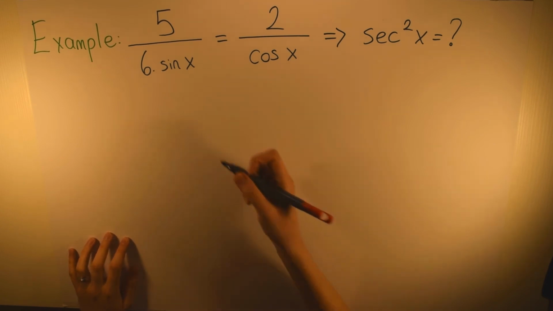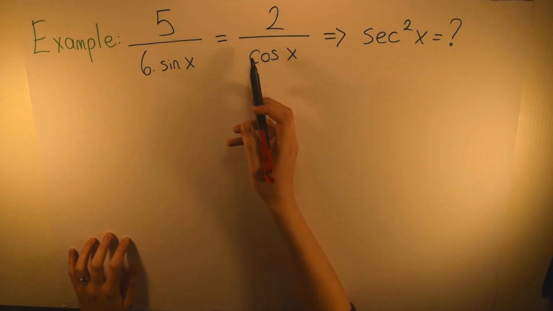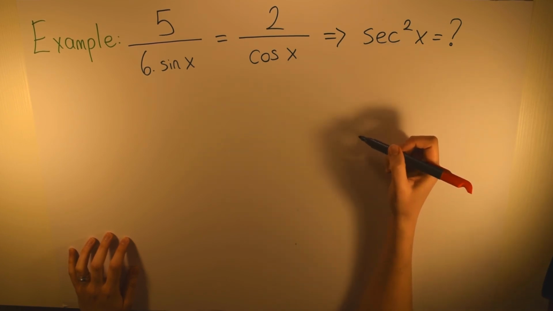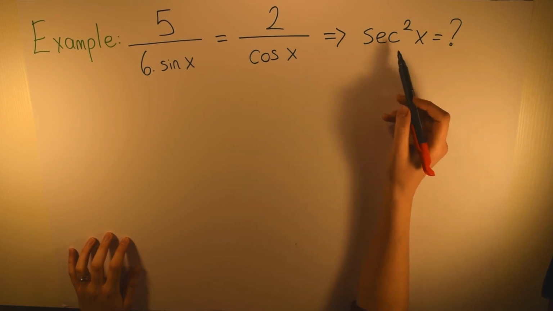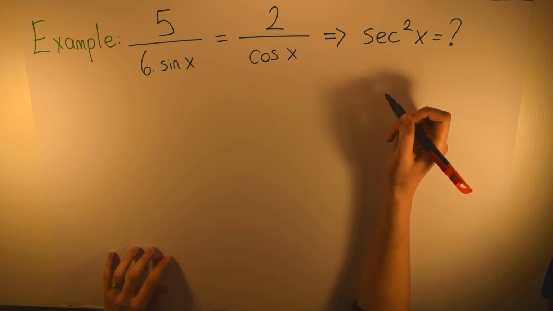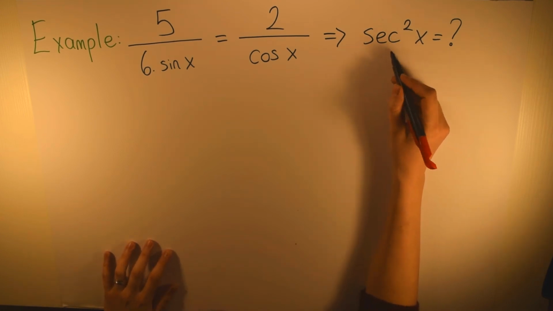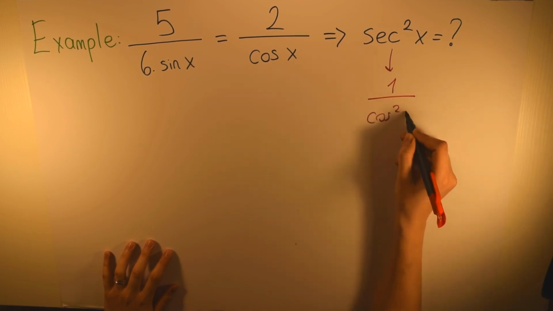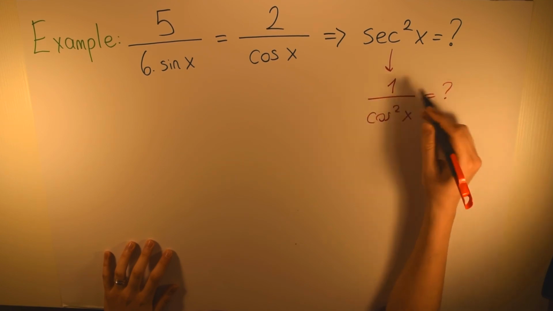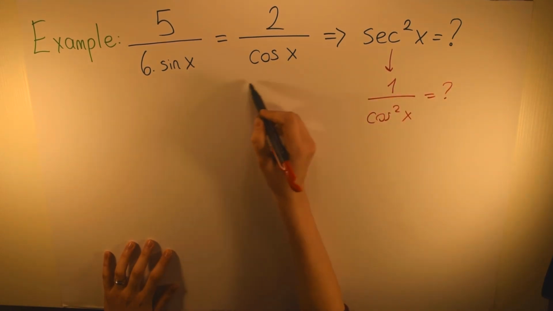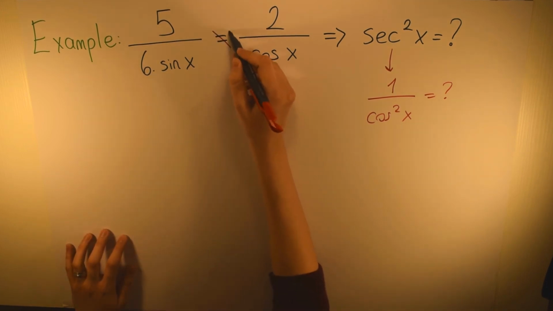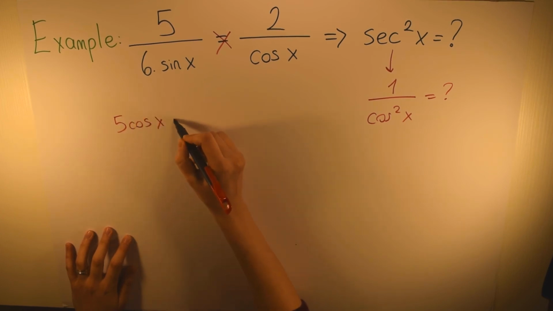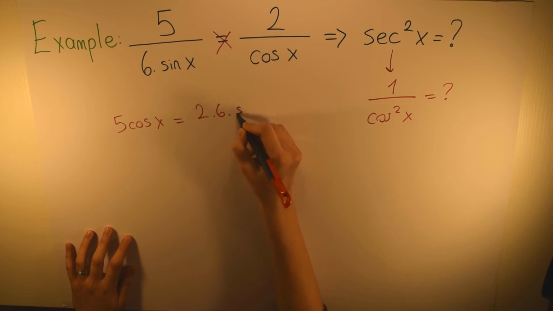In this example, we have 5 over 6 times sine x is equal to 2 over cosine x. What is the value of secant square x? Let's start. What is the formula for secant x? It's equal to 1 over cosine x, right? So instead of this, we can write 1 over cosine square x. So this is asked, this is our question. Let's look at this equation here and do cross multiplication. We will get 5 cosine x is equal to 2 times 6 times sine x, right?